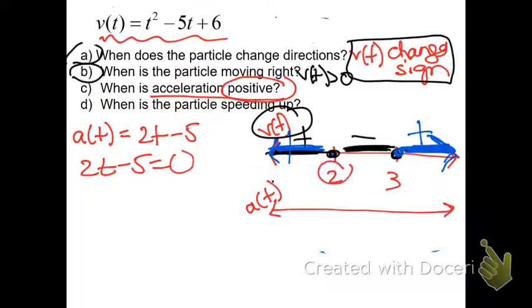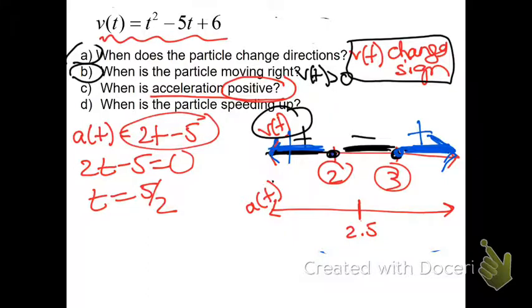Okay, because remember, these are where that thing is 0. So add 5, divide by 2, and you get t equals 5/2, or 2.5. Now, put that graph right above your velocity sign chart. 2.5 would be here. And now we're looking for the values around it.